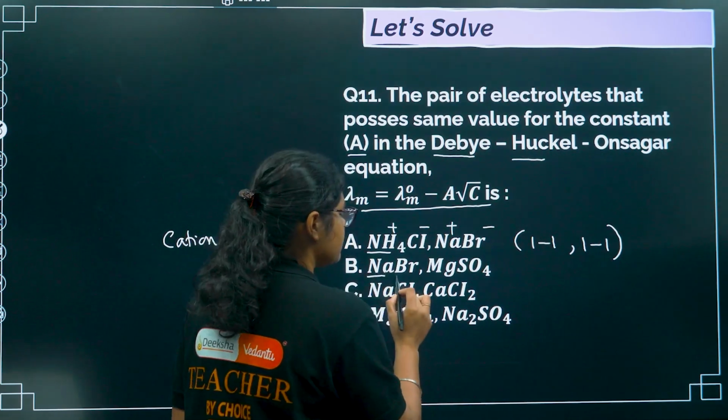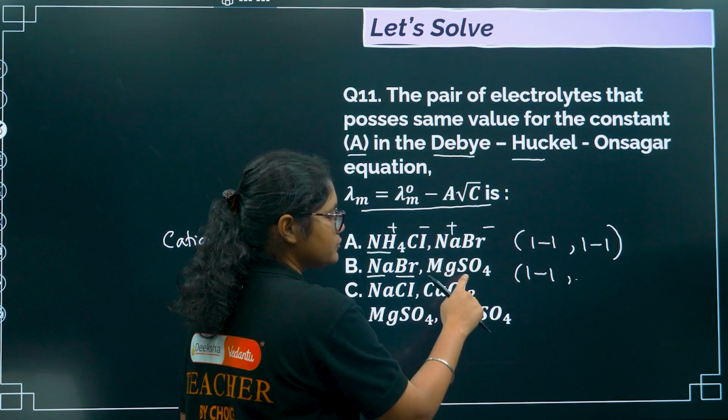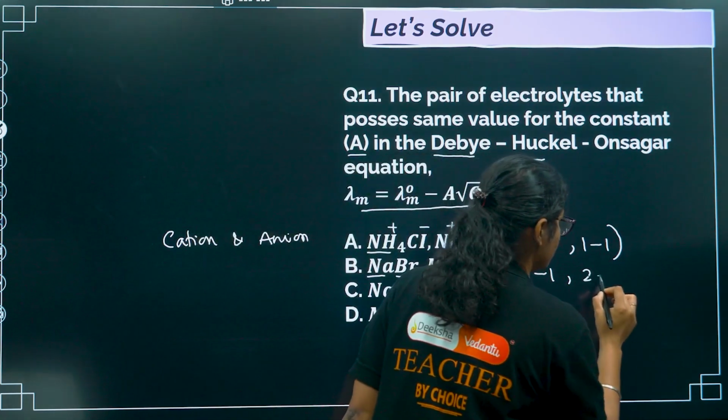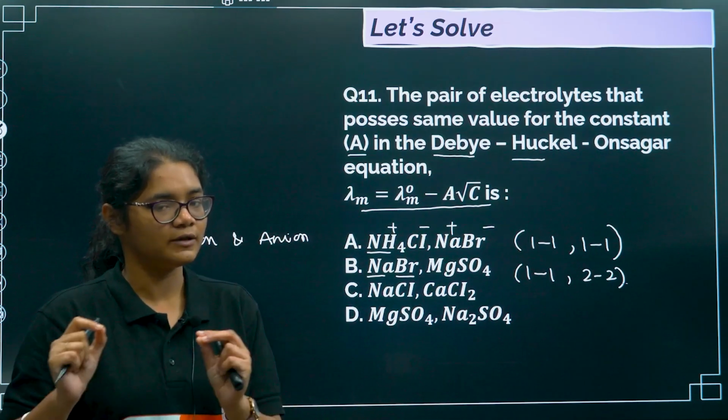Here Na is plus 1, Br is minus 1, so this is definitely 1 type, but Mg is plus 2, SO4 is 2 minus, so this is 2 type, right? So these two electrolytes are not of the same type, so their A value will be different.